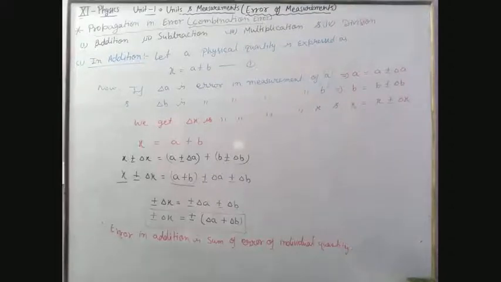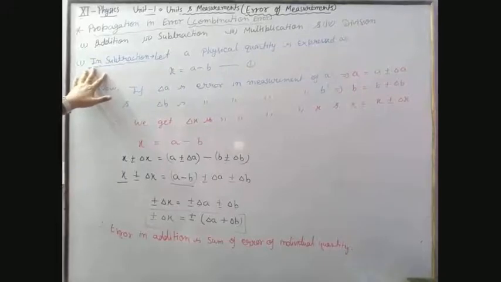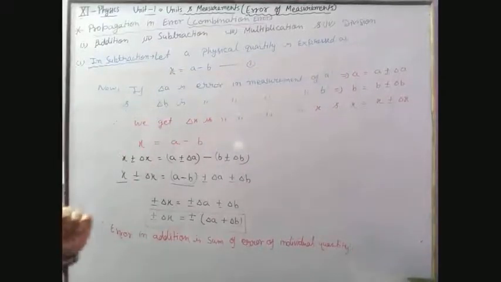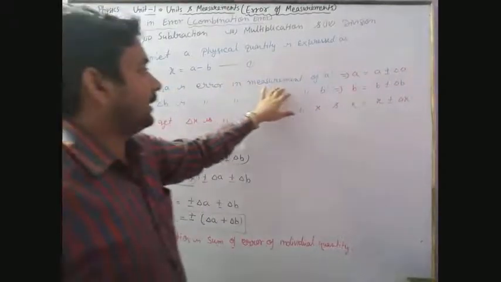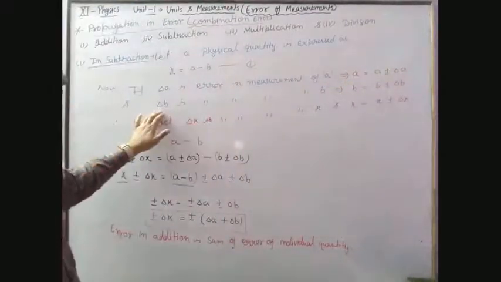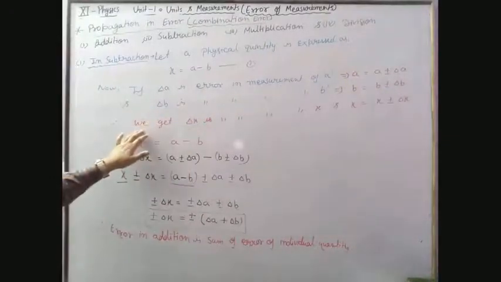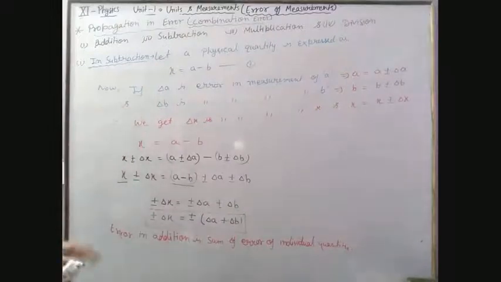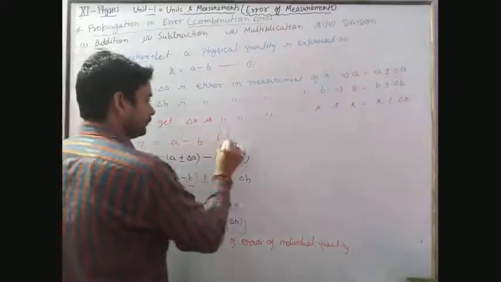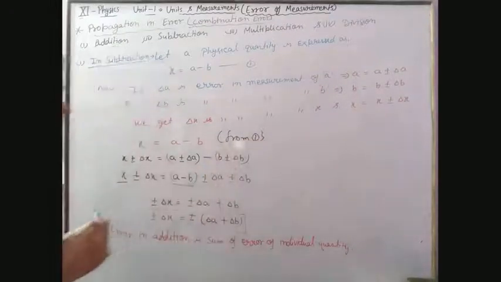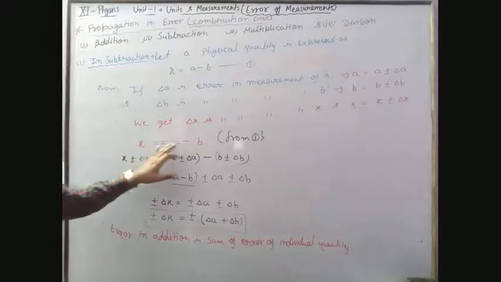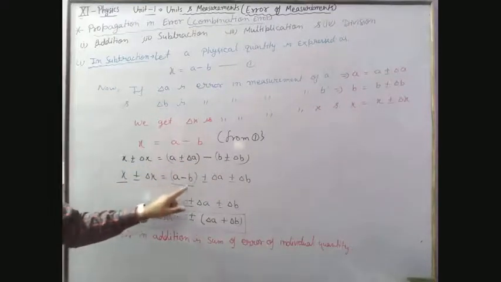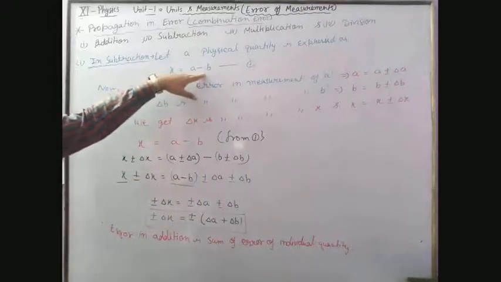Note it. Next, error in subtraction. Let a physical quantity be expressed as X is equal to A minus B. Now if del A is error in A, and similarly for B, the X have error which can be expressed as X plus minus del X. Now from the equation first, we observe that X is equal to A minus B.